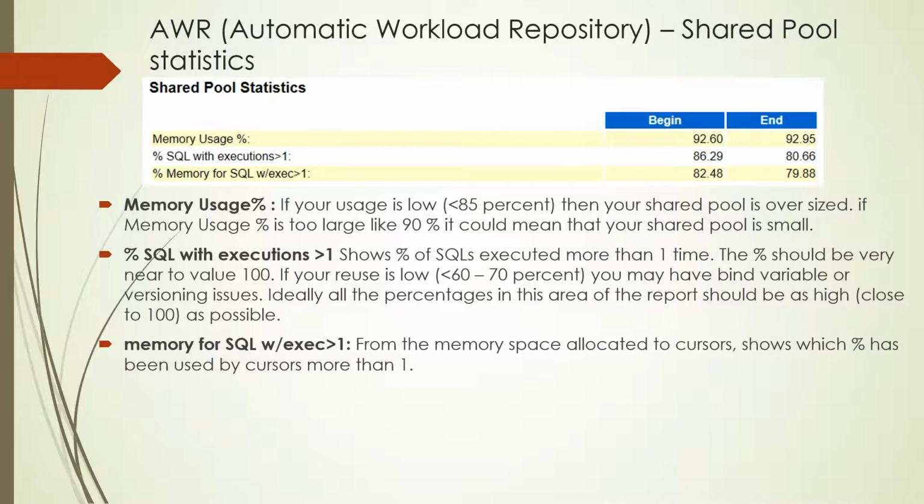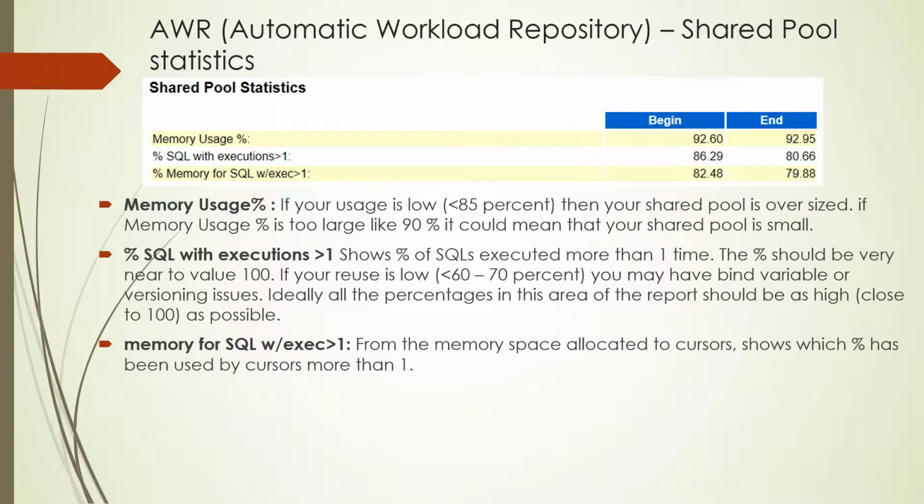Next is your shared pool statistics. Again, the percentage of memory usage: if begin and end is less than 85%, that means your shared pool is oversized. What do we mean by less than 85% usage of the shared pool? That means your shared pool has a maximum size that is not being used, right? If it is too high, like 90%, it could mean that your shared pool is small. In our case, it is already using 92.60% and it has increased to 92.95%. That means the shared pool size is a little bit small. We will also get this kind of recommendation in the AWR report below, to increase the shared pool size, right?